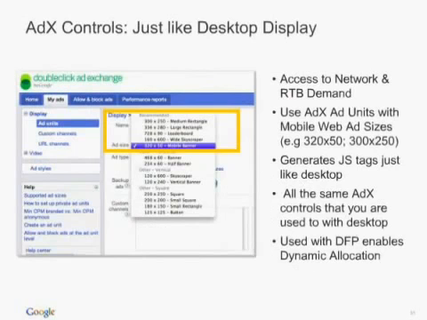It's important to note for those of you that might be using AdX on the desktop that it is really the same product, and we've just opened it up to mobile. So all of the controls that your ad operations team is used to from desktop are fully available in mobile. So you have access to network and RTB demand, you can use the same ad units, and you now have additional ad units, 320 by 50 and 300 by 250, that you can easily access from AdX.